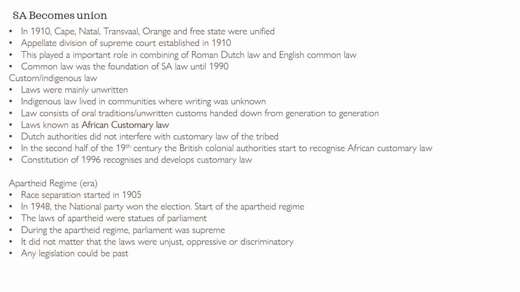Then we have our apartheid regime era, which was the race separation which started in 1905. I think we all know about apartheid. In 1948, the National Party won the election. This was the start of the apartheid regime. The laws of apartheid were statutes of parliament. During the apartheid regime, parliament was supreme. It did not matter that the laws were unjust, oppressive, or discriminatory. Any legislation could be passed.